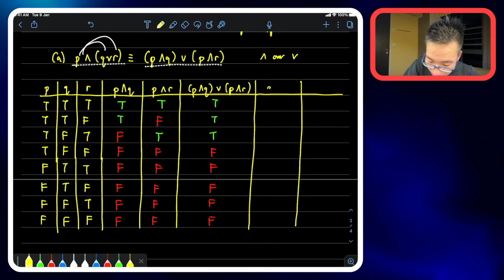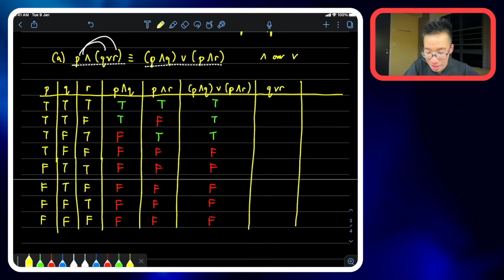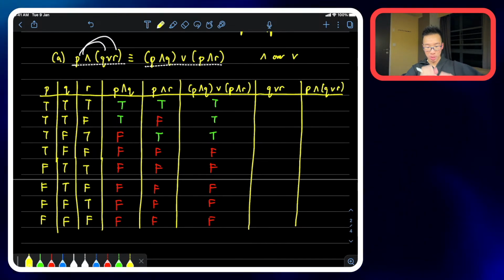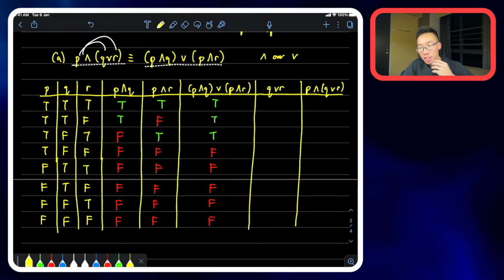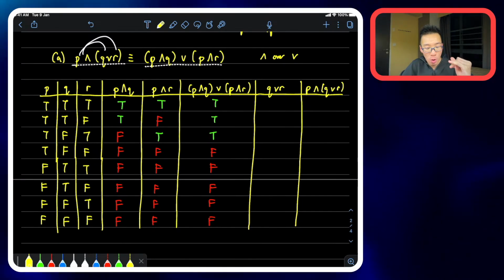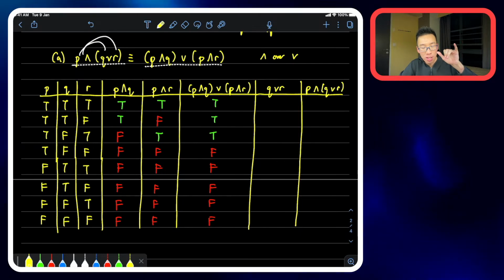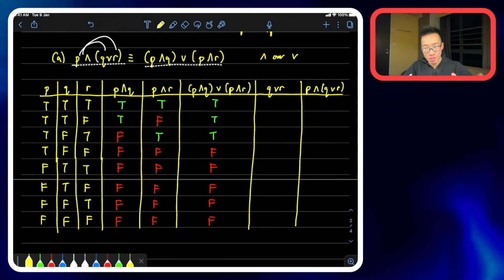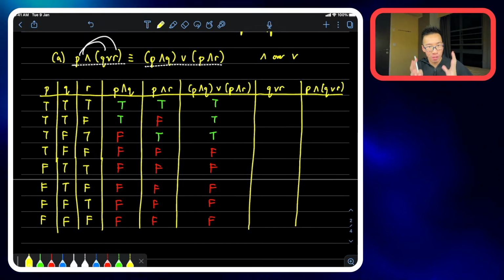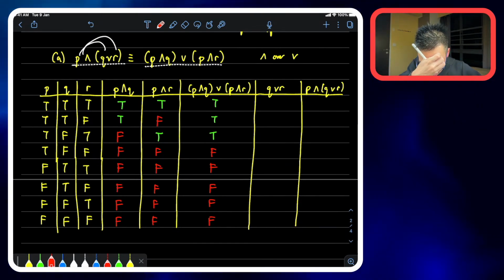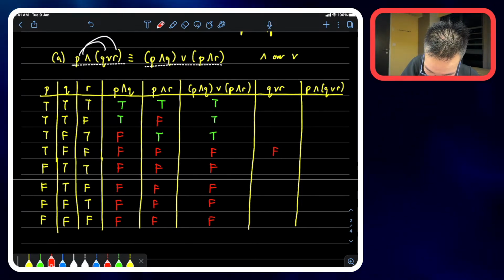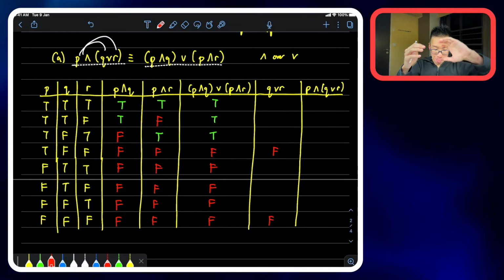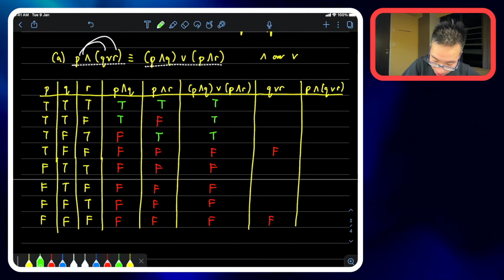We're going to consider Q or R and then the conjunction. So Q or R will be false when both items are false, when the constituents are false, and true otherwise. The disjunction, in a sense, is very relaxed on true, but very stringent on false. So let's do that. Q or R will be false, false. And in every other instance, we have at least one that is true. So let's make sure everything else is true.